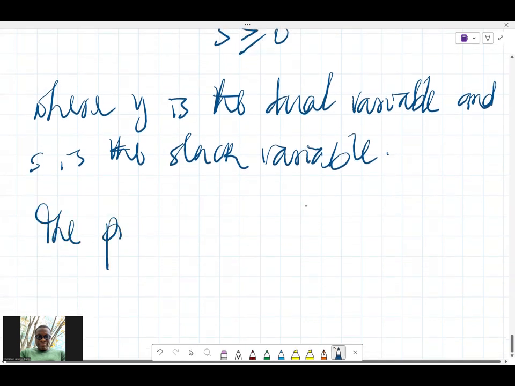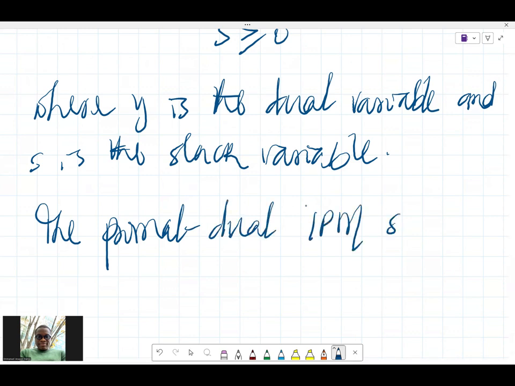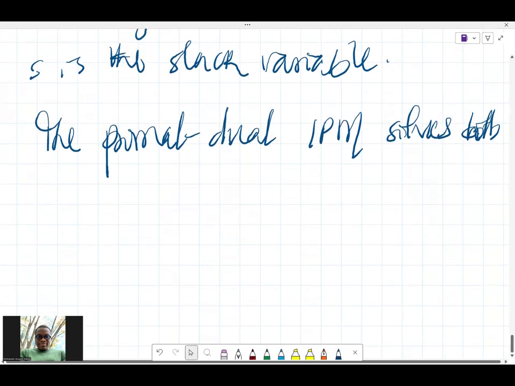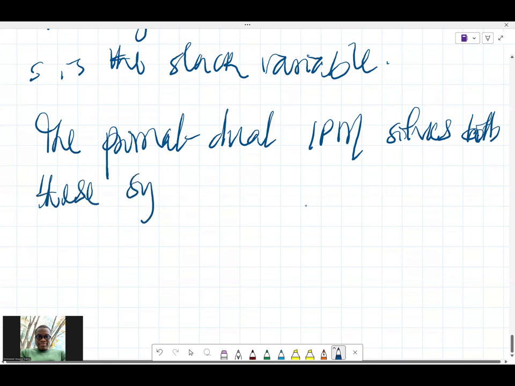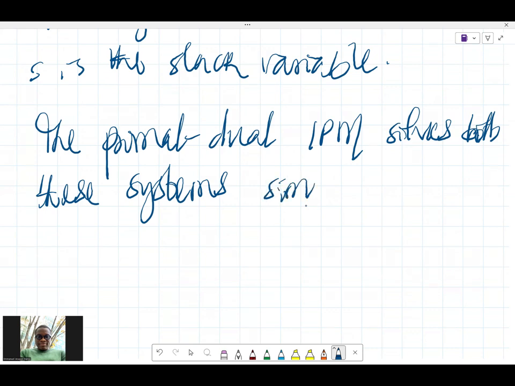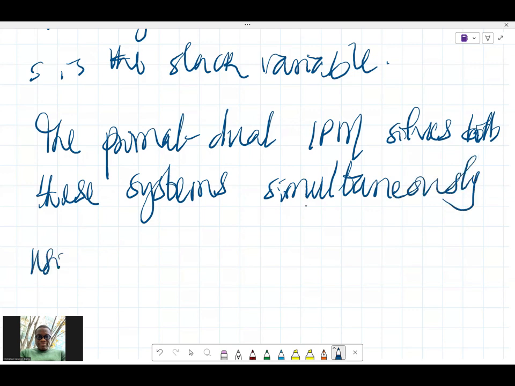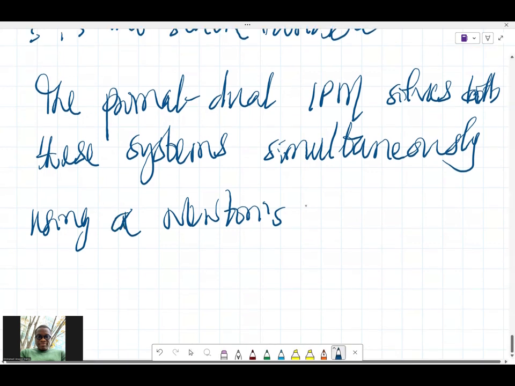The primal dual interior point method solves both these systems simultaneously using Newton's method. And one thing we know about Newton's method is that because it uses both the gradient and the Hessian of the function, it converges very fast using Newton's method.